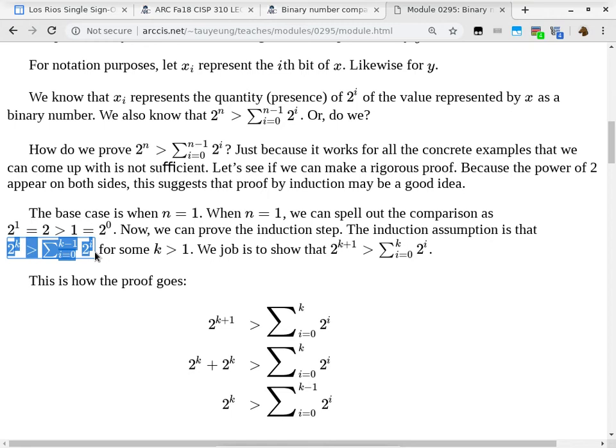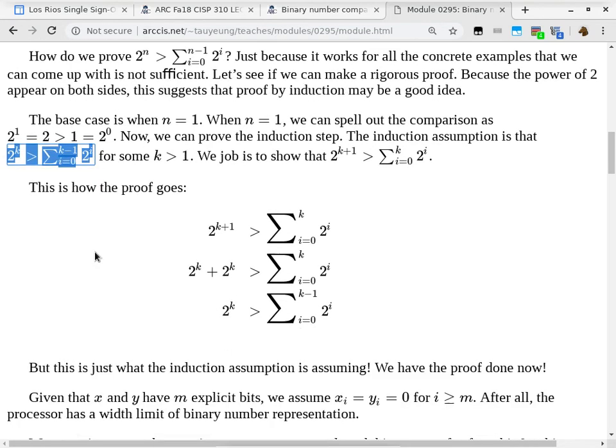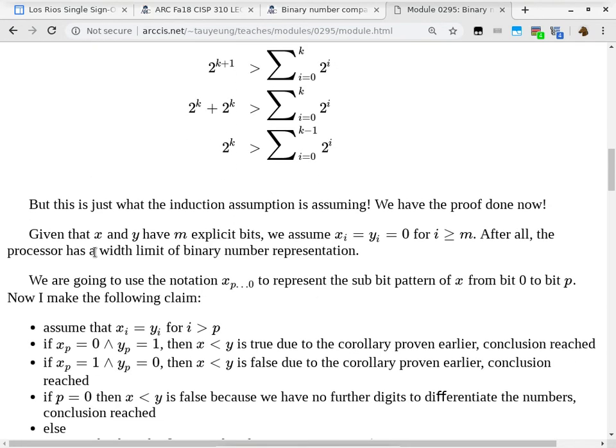And then on the third step, let me scroll this up a little bit. On the third step, I just subtract 2 to the power of k from both sides of the inequality. If I take away 2 to the power of k from the left-hand side, I've got one of those left. But if I remove a 2 to the power of k from the right-hand side, I only have to change the sigma. Instead of ending at i equals k, now it ends at i equals k minus 1.